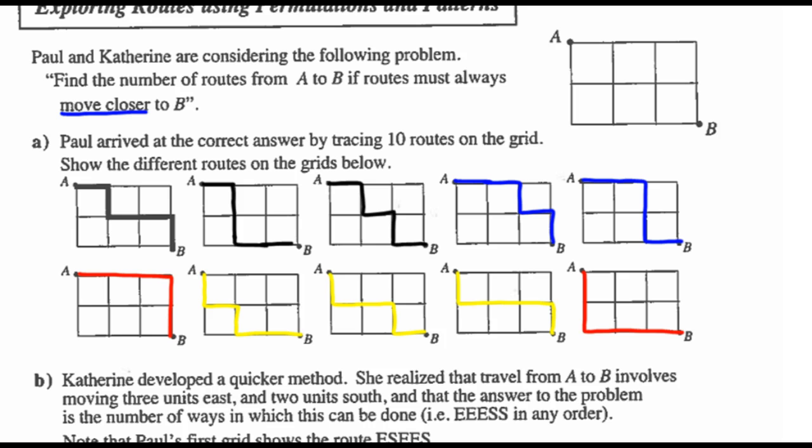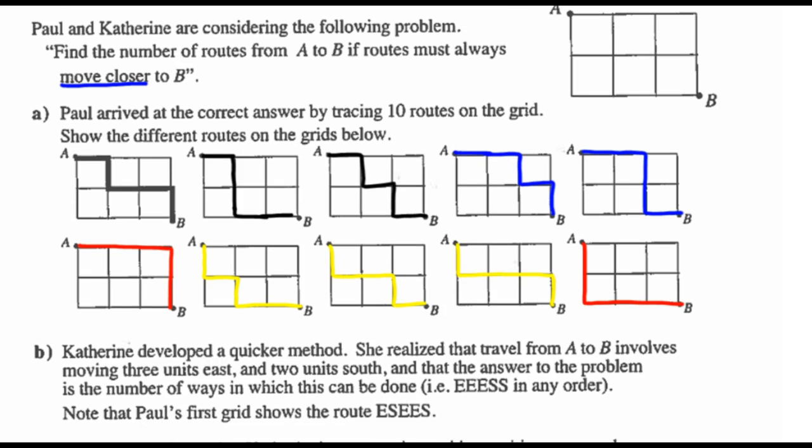Alright, so here are the 10 different routes. The black ones where he's starting to the right 1, or if you want to say east 1. The blue ones he goes east 2 to start. The red one he goes east 3 to start. The yellow ones he's going to go down south 1. And finally the red one was down south 2. So there are your 10 different routes.